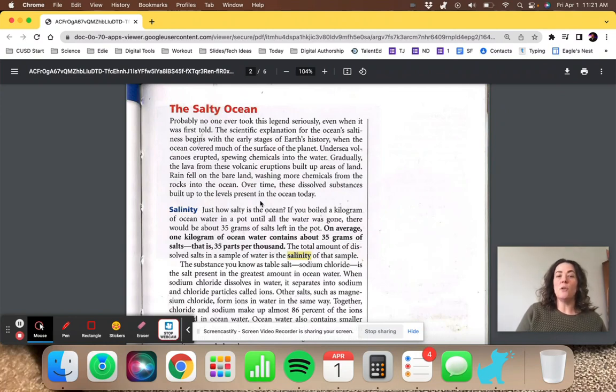The substance that you know as table salt, what we eat, sodium chloride, is the salt that is actually present in the greatest amount in ocean water. So when you hear sea salt, that's exactly what we're talking about when you have that on your table. When sodium chloride dissolves in the water, it separates into sodium and chloride particles called ions. There are other salts, such as magnesium chloride, and they form ions in the water as well.